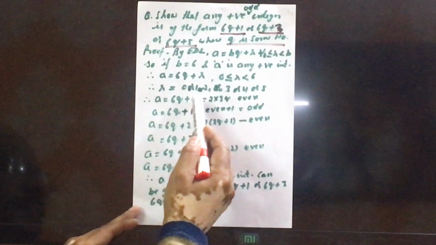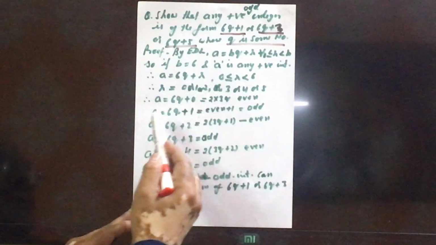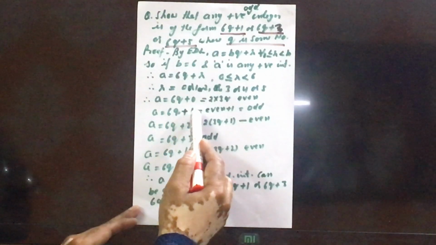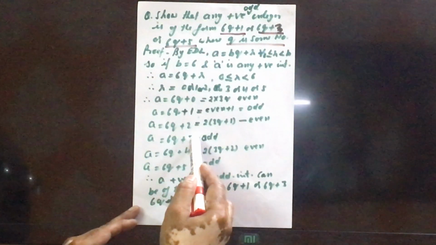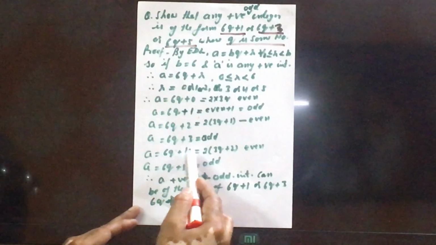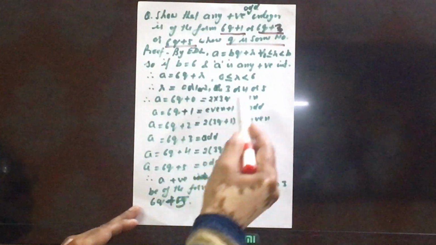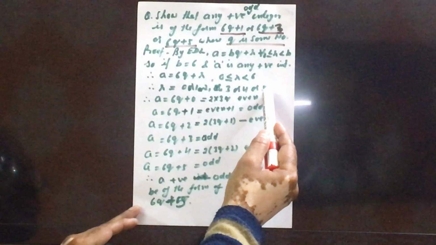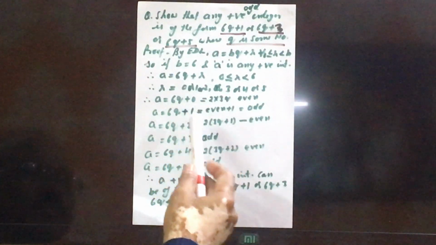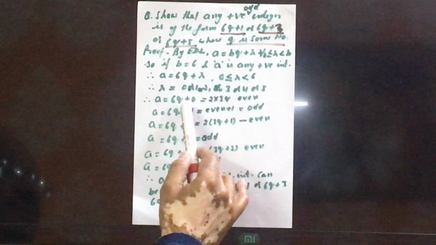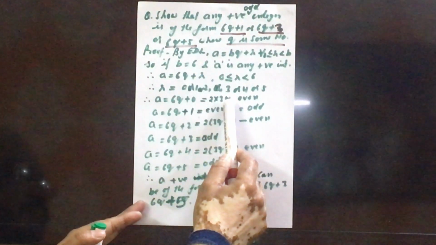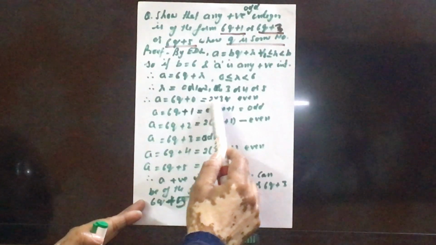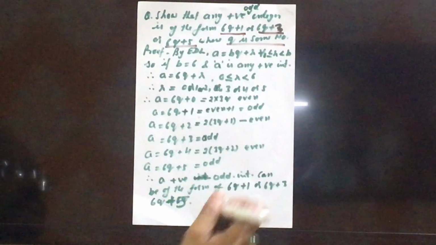Because these are the remainder values, we will get first 6q plus 0, where r is equal to 0. Second, a is equal to 6q plus 1, a is equal to 6q plus 2, 6q plus 3, 6q plus 4, 6q plus 5, because the possible remainders are 0 to 5. Now you see the first one, a is equal to 6q. We can break 6 into 2 times 3q, so it is a multiple of 2, so it will be an even number.